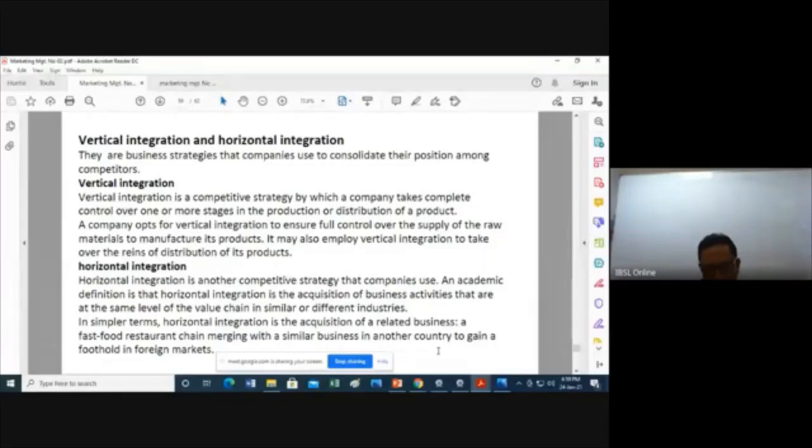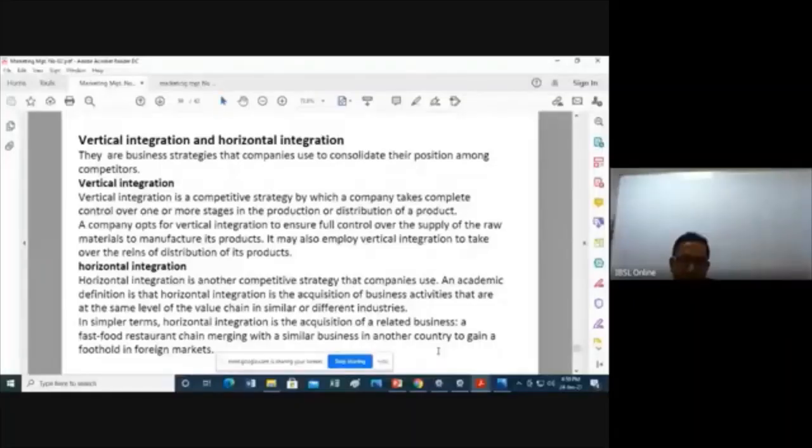And in the recent budget there was a proposal to merge State Mortgage Bank and Regional Development Banks and Housing Development Finance Corporation together to make a housing bank. So there'll be three banks getting merged. All these are examples of horizontal integration.